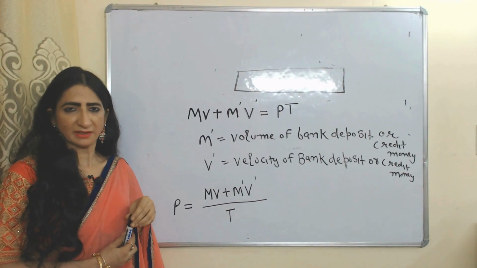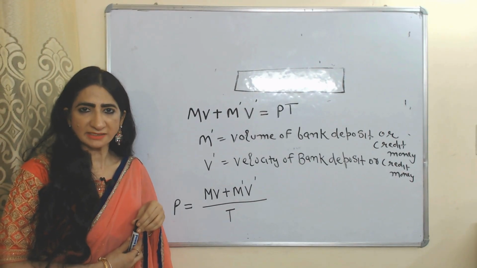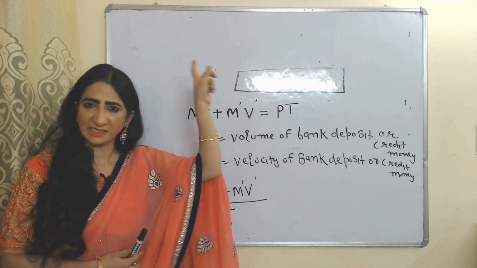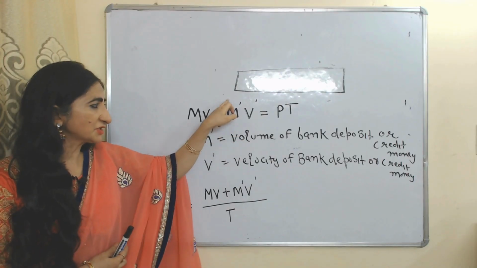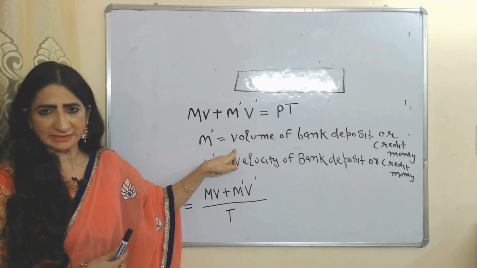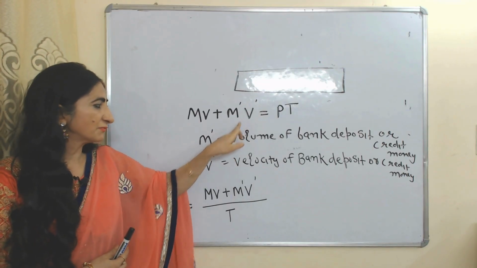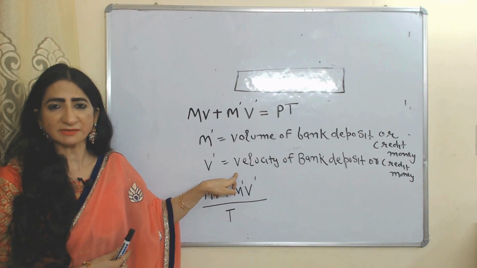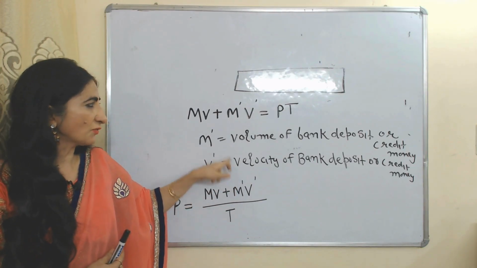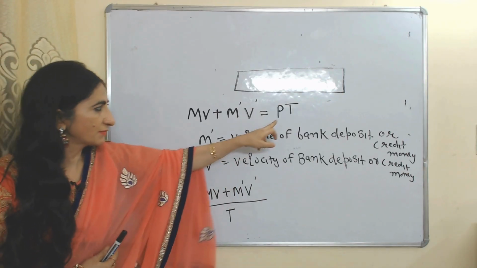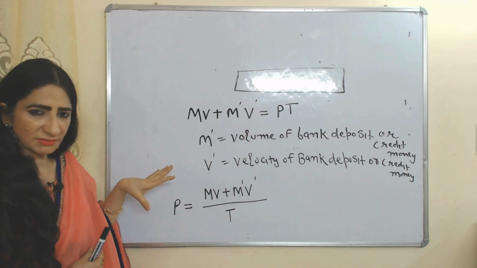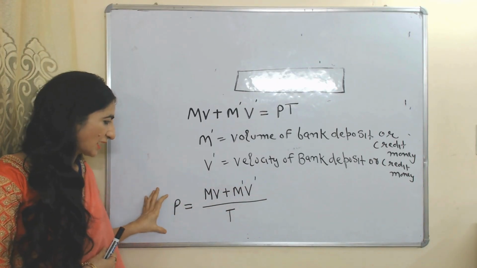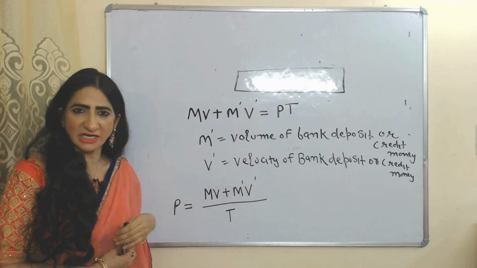After some time, Fisher revised his equation by adding credit money. Here the meanings of MV and PT are the same as we discussed earlier. M' represents the volume of bank deposits, or we can say M' represents credit money. V' represents the velocity of bank deposits, or we can say V' represents the velocity of credit money. So we can write this equation like this also. We bring T here, and this equation mainly shows that if V, V' and T are constant, then price and M have a direct relation.